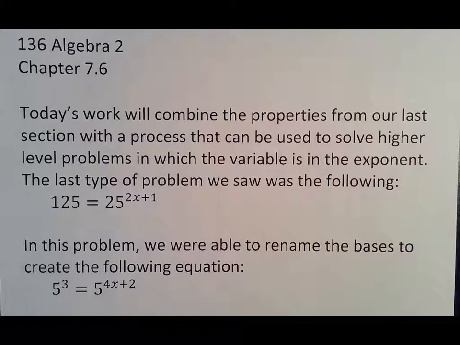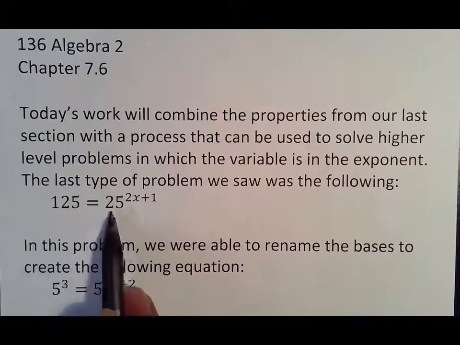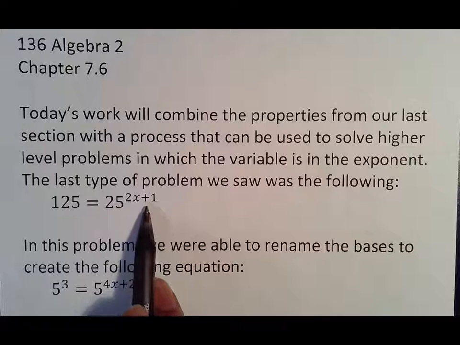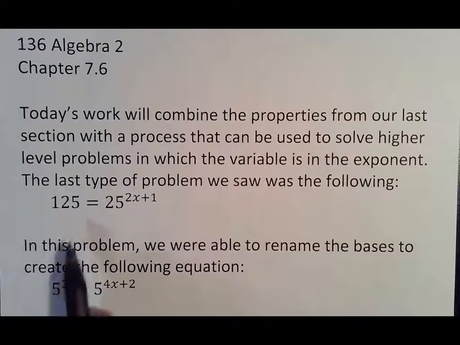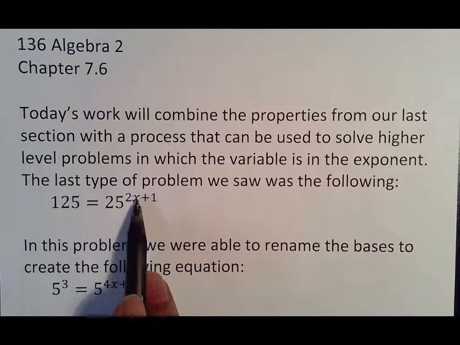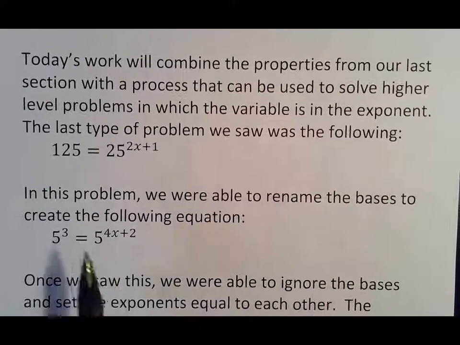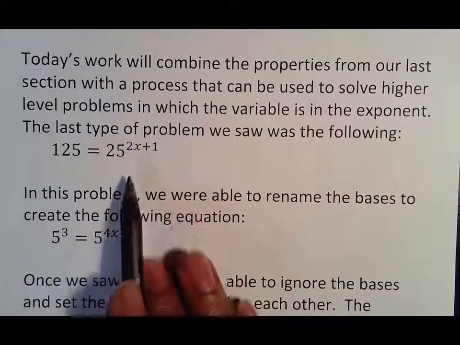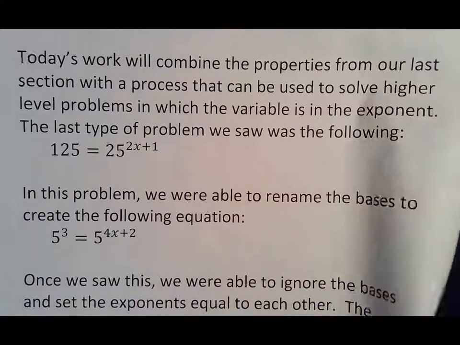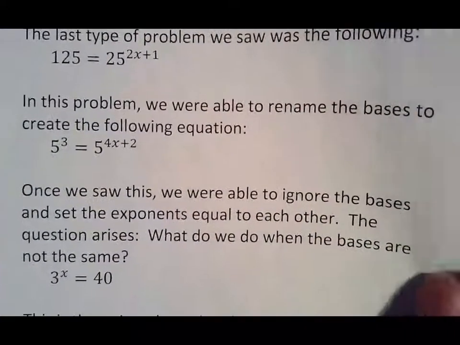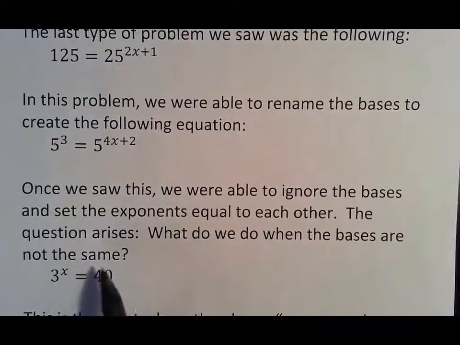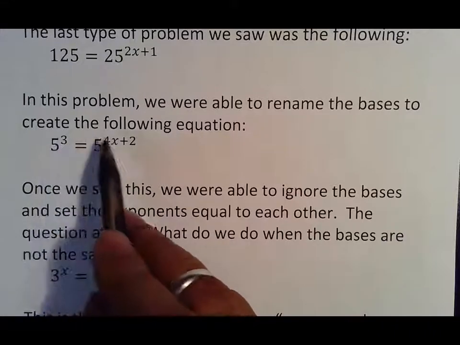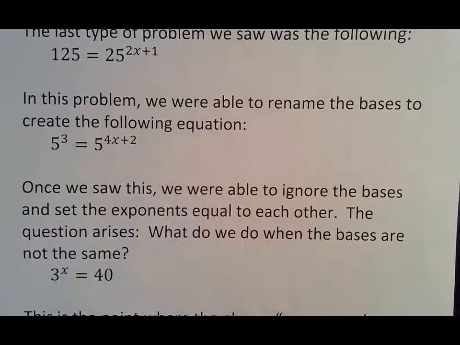The last type of problem we saw was the following, where we had 125 equals 25 to the 2x plus 1. In this problem, I told you that you really can't get to the variable. There's nothing we know to get to that variable, so what we learned to do was to say, okay, how about we write this as 5 to the third and turn that to 5 squared, which turns out to 4x plus 2. And then once we had that, we were able to ignore the bases and focus just on the fact that 3 equaled 4x plus 2 and solve it.